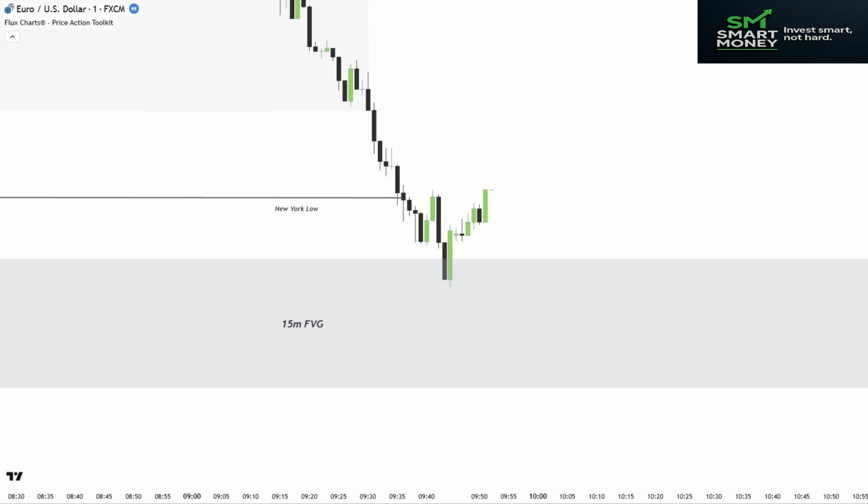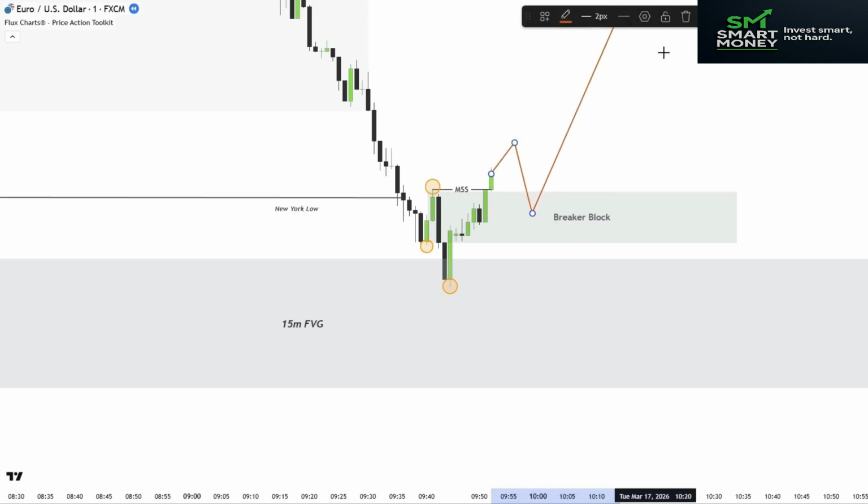Now here on the 1-minute chart, price has formed a bullish market structure shift along with a breaker block. We have a swing low, then a swing high, followed by a lower low, and finally a bullish displacement move that breaks the structure and confirms the shift. So in this case, the breaker block zone becomes the two consecutive up-close candles formed between the first swing low and the swing high. With these confirmations in place, we can anticipate that the price will retrace back into the breaker block zone before continuing higher.